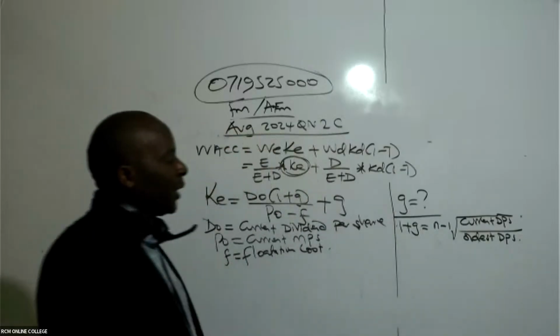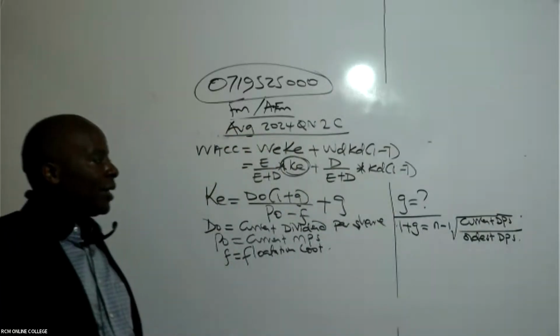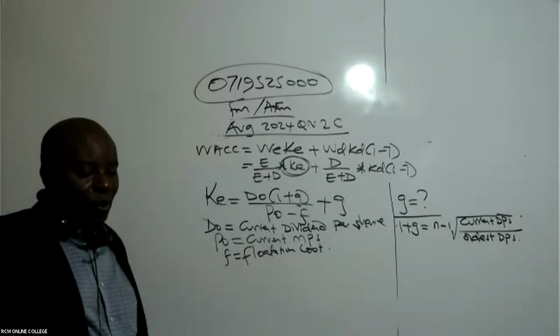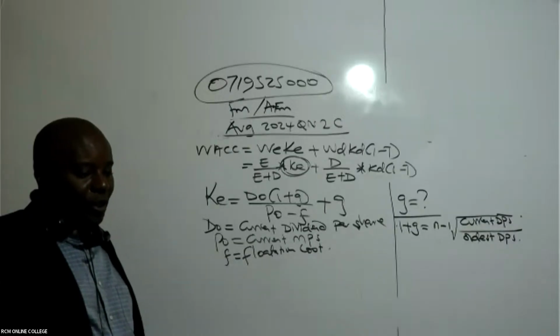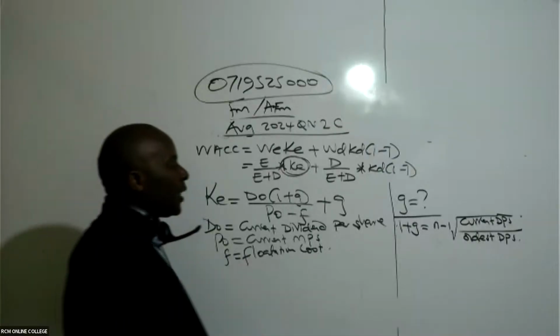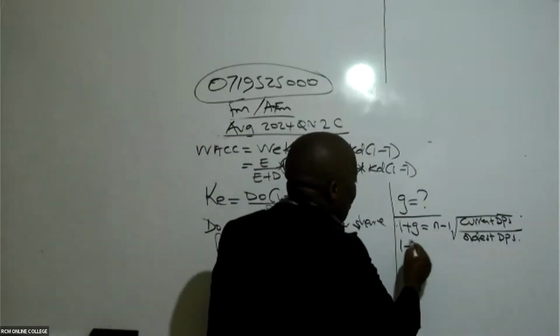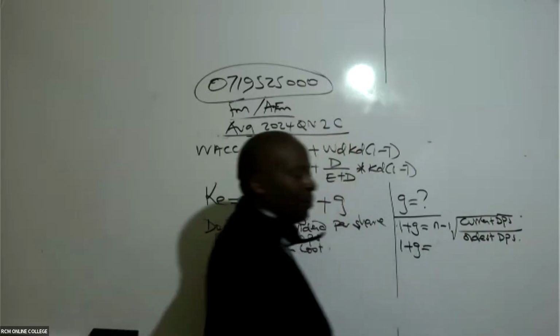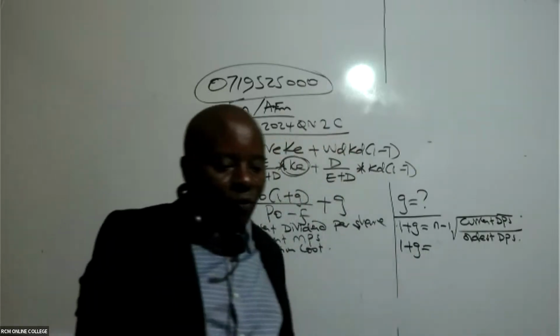So you take n minus 1 root of the current DPS all over the oldest DPS. Then what do we have here, my friends? My 1 plus the growth rate in dividends. Please see the question provided.